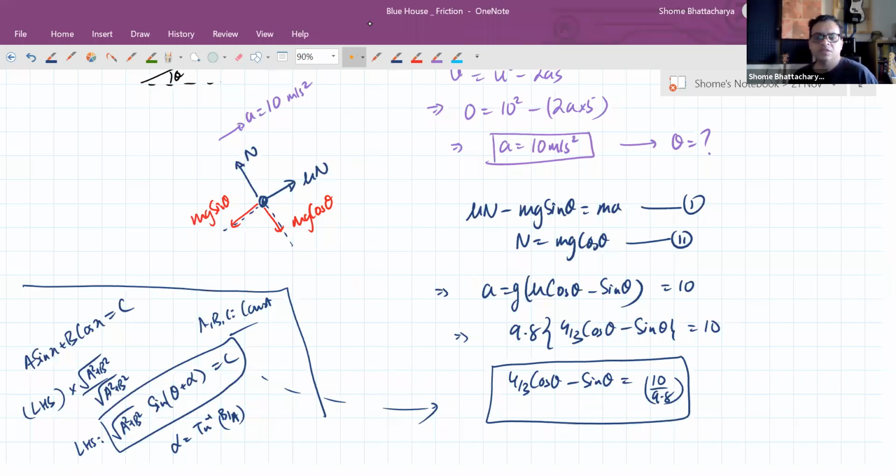Rolling friction, Prachi, is not in this chapter. Rolling friction comes much later. It is 3 chapters afterwards. After work energy, center of mass, then there is a topic called rotational mechanics. In that, rolling friction will come.